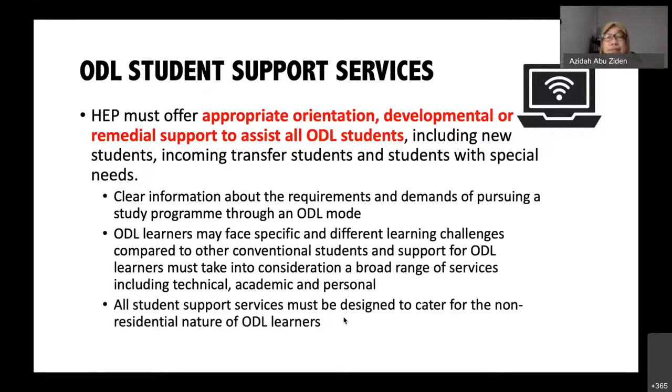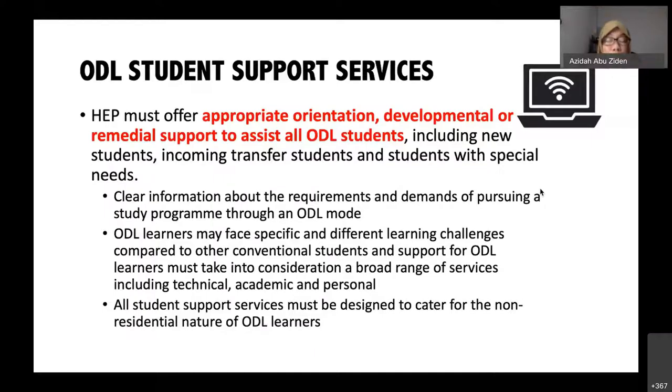All right, so this is some guidelines on ODL student support service. So HEP, higher education provider, must offer appropriate orientation. So let's say you are going to embark on an ODL program. Kalau student biasa, we have the orientation, 1 week orientation program, for example. So how do you do that for ODL students?